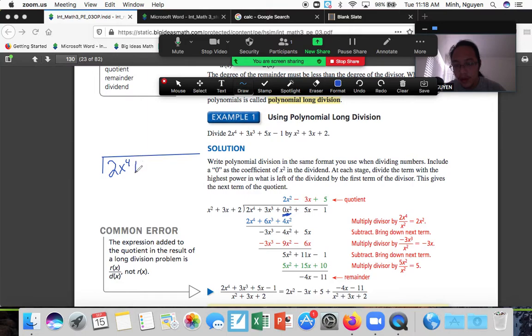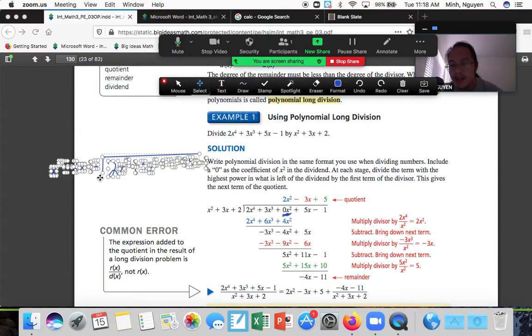2x to the fourth plus 3x cubed plus 0x squared plus 5x minus 1, divided by, and this one is a little bit tougher because we're dividing by an expression with 3 terms, a trinomial: x squared plus 3x plus 2. But nothing will change. Literally, it's divide by the first term, multiply, and subtract.